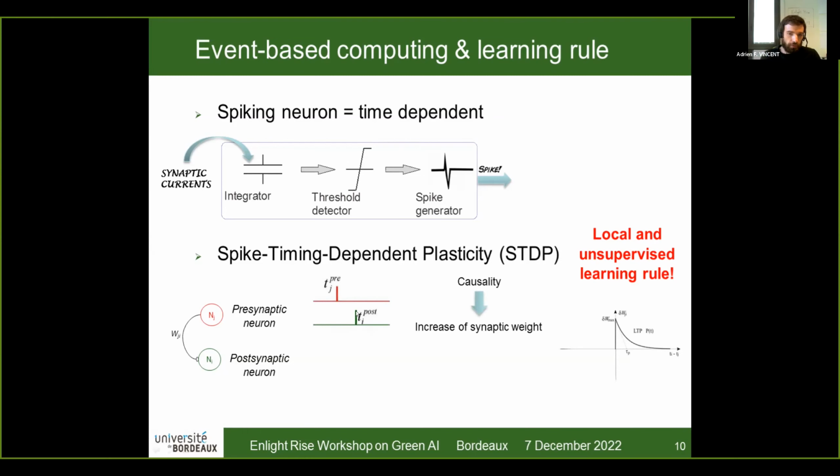The first is that the postsynaptic event occurs after the presynaptic one, meaning that it's likely that the presynaptic event was involved in triggering the postsynaptic one. In that case, you have causality between those two events, and the rule is to increase the synaptic weight. On the contrary, if you have no causality between those two events, meaning that the presynaptic event occurs, for example, after the postsynaptic one, we have no causality, and we will try to do the opposite, meaning decrease the synaptic weight.